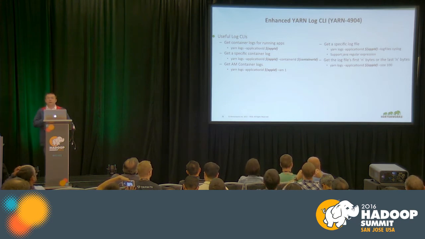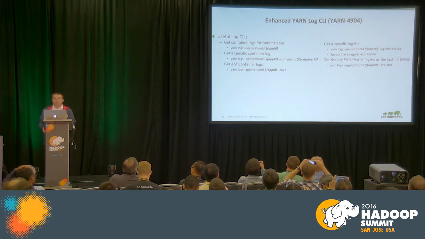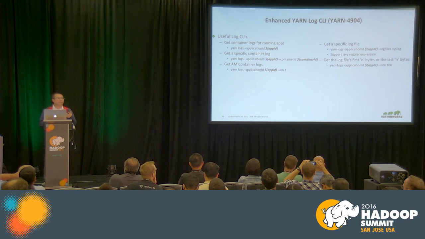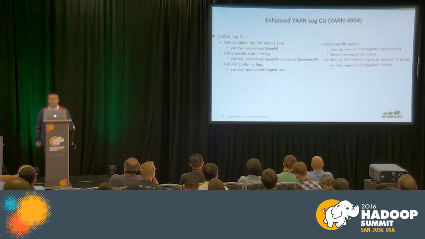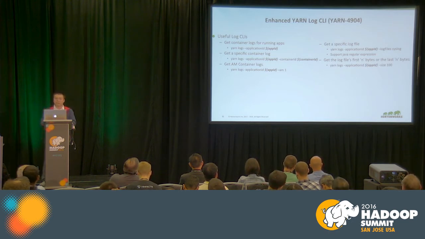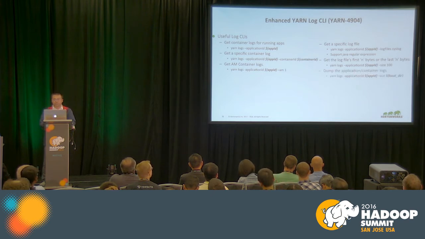If we have a running application, or my application is very large, sometimes it's very hard to figure out what's going on. So the -size option can help us get the first n bytes or last n bytes of the application log.